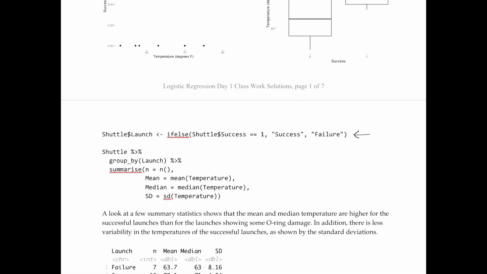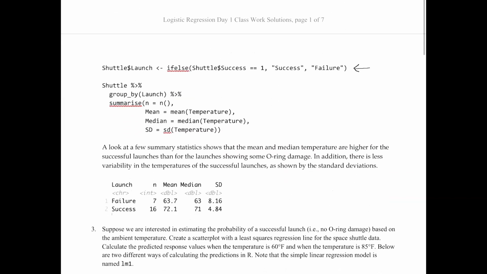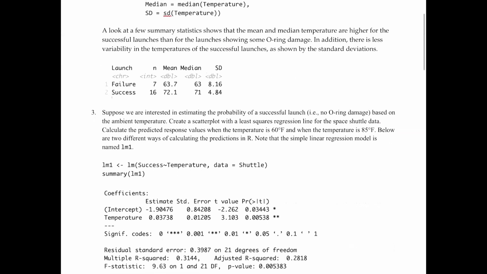Just FYI, at the top of page 2 here, you can see that I created a variable called launch that I added to my shuttle data set. That was not necessary for you to do to be able to answer the question or do what I'm doing here to make the little table. I just wanted to show failure and success, but it really doesn't matter. You could have done it with the zeros and the ones.